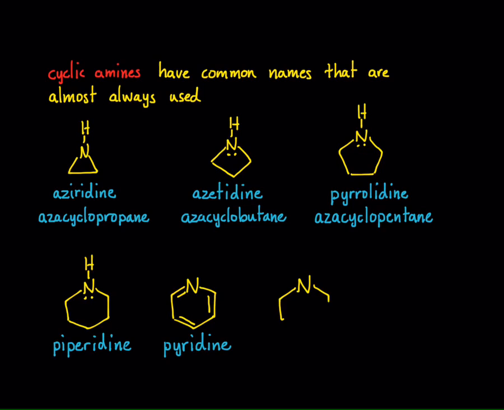Okay, so here's an example where I have a derivative of piperidine. And whenever you have a derivative, you always start numbering at the nitrogen. So 1, 2, 3. The methyl group's on the third carbon, and this becomes 3-methylpiperidine. So that is how we name amines.